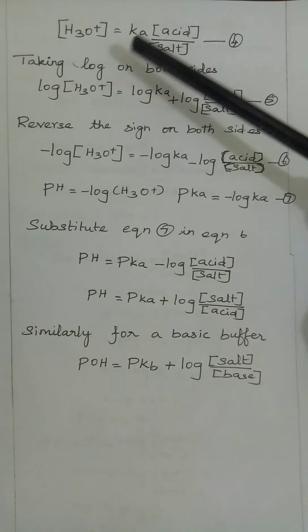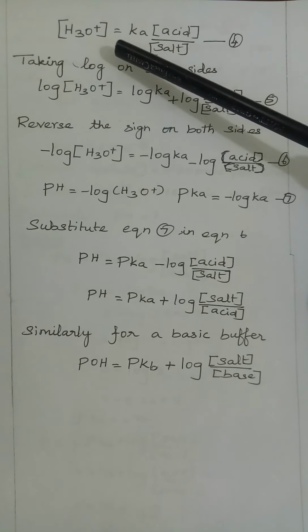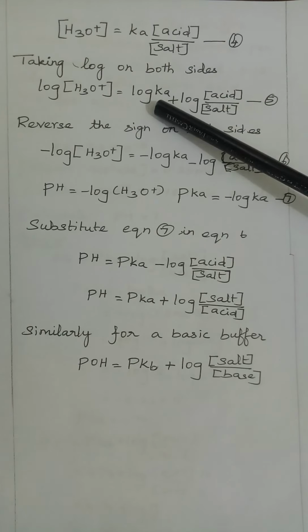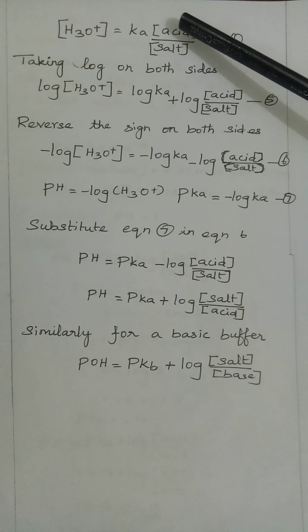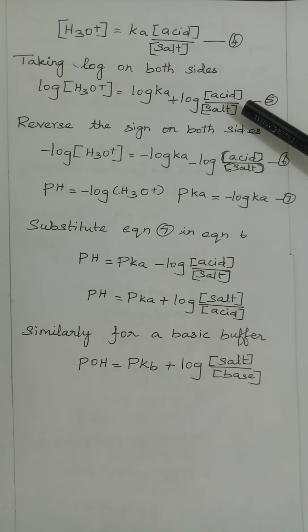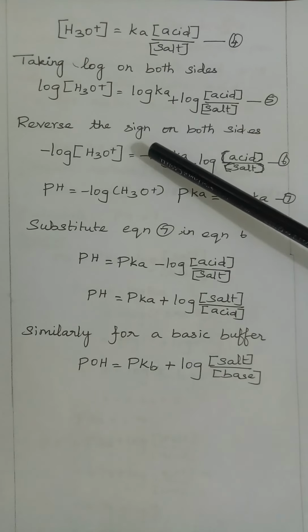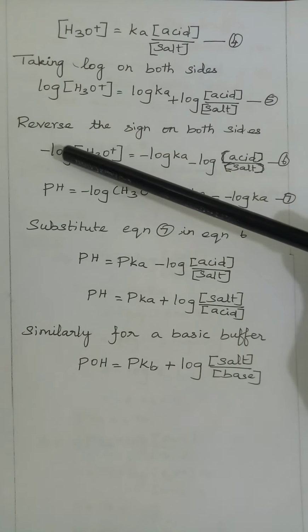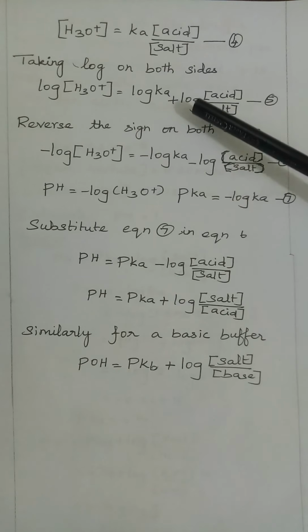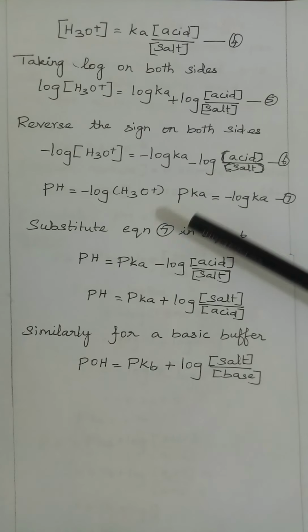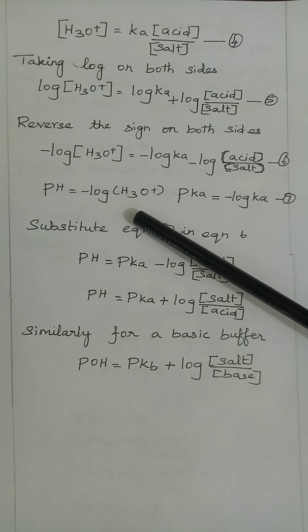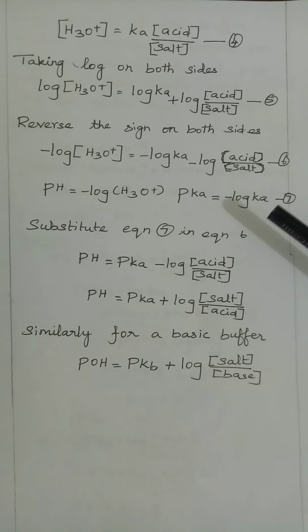Taking log on both sides. Log of H3O plus concentration is equal to log of Ka plus log of acid concentration divided by salt concentration. Reverse the sign on both sides: positive becomes negative. We know that pH is equal to minus log of H3O plus concentration, and pKa is equal to minus log of Ka.